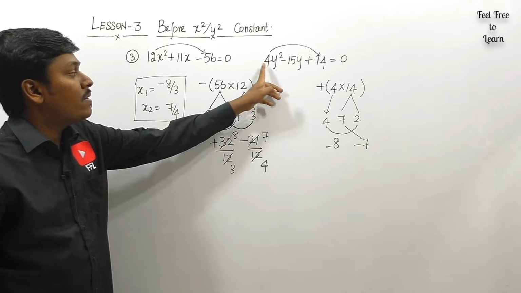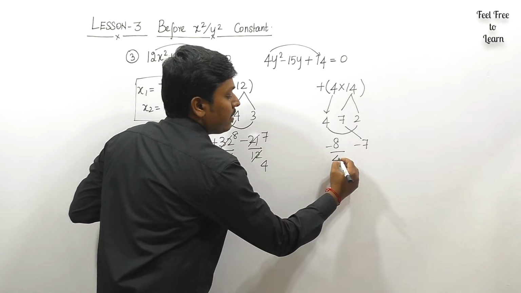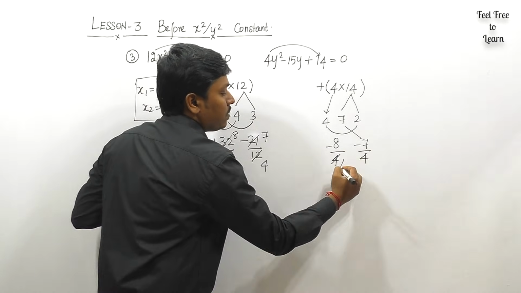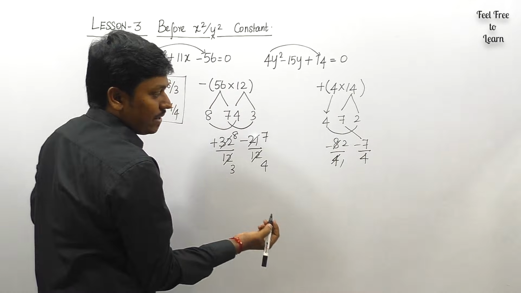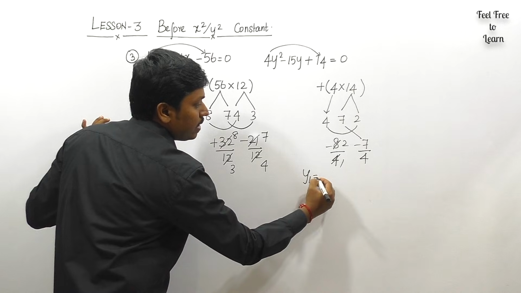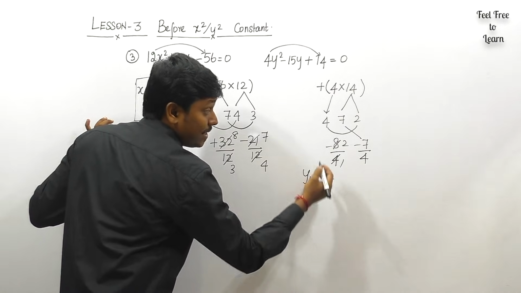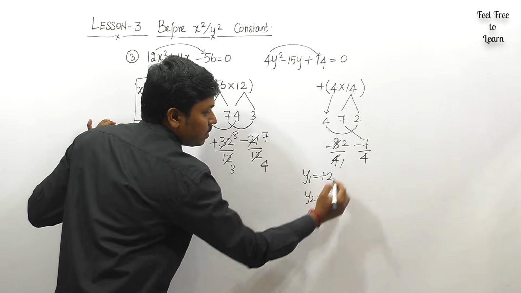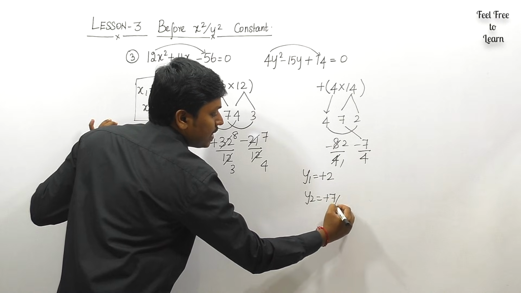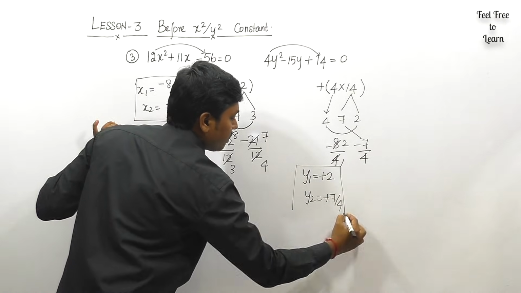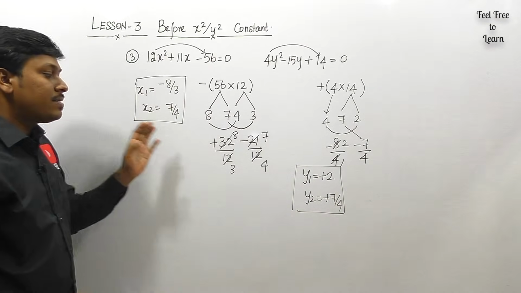But before y square, we have a constant 4. So divide by 4 and divide by 4. So 1 4s are 4, 2 4s are 8. So finally, we got factors, that is y1. Here it is minus 2, but while writing, it should be plus 2. Similarly, y2, here it is minus 7 by 4, but while writing, it should be plus 7 by 4. So finally, we got the factors of x and also y.